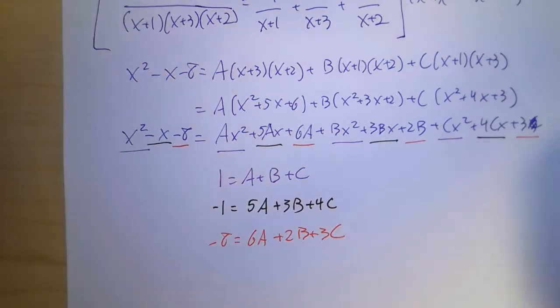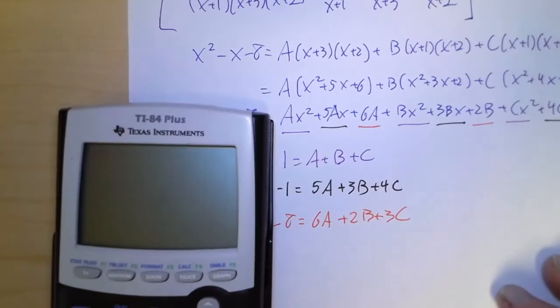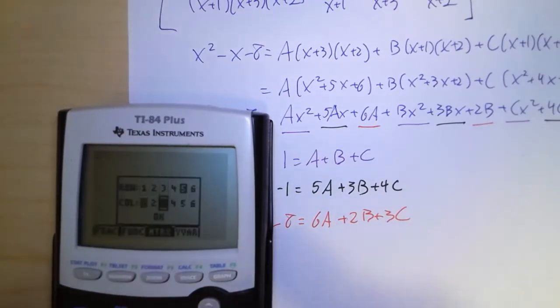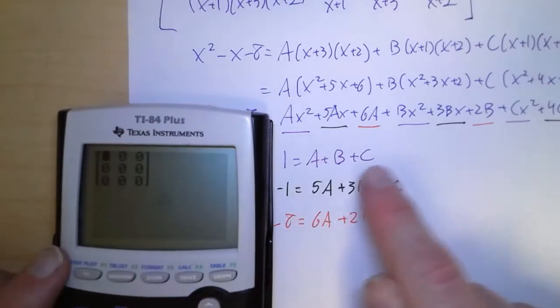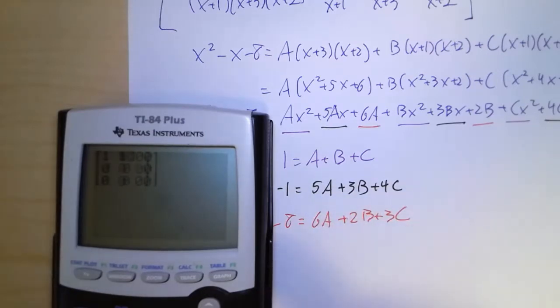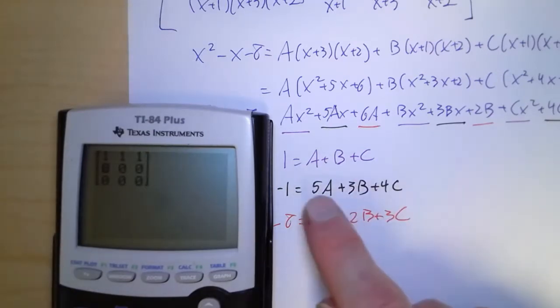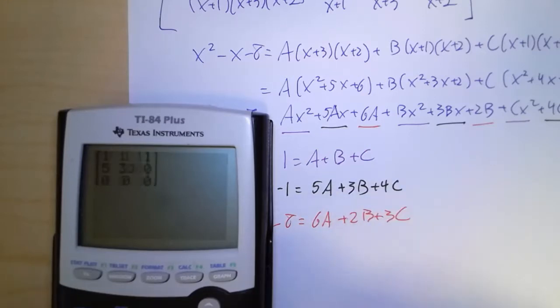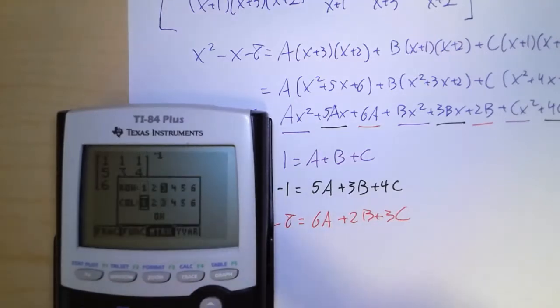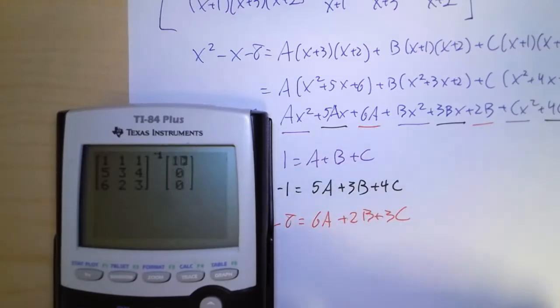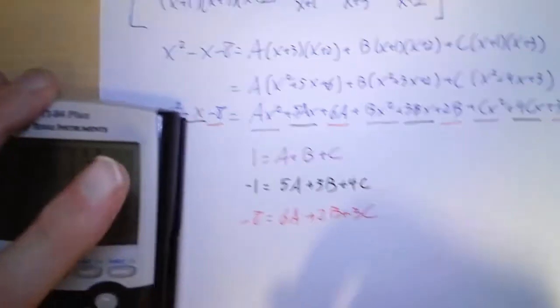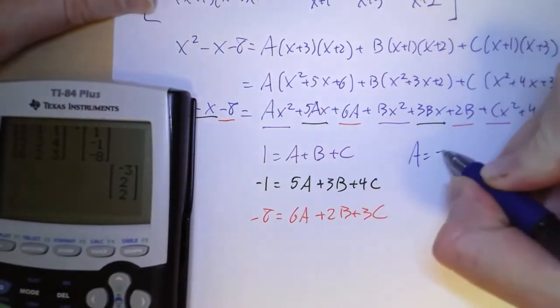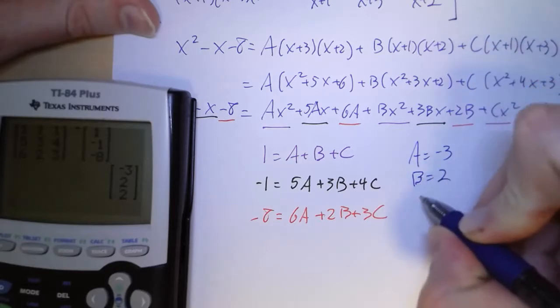Now this one we'll solve with a calculator. I'm going to first need a 3 by 3 matrix, and I'm going to write out the coefficients for these. So 1, 1, and 1 are the coefficients for a, b, and c, and then 5, 3, and 4, and then 6, 2, and 3. And we're going to write the inverse of that, and then I'm going to need a 3 by 1. So now I need these three numbers, 1, -1, and -8. That leaves us with a equaling -3, b equaling 2, and c equaling 2.